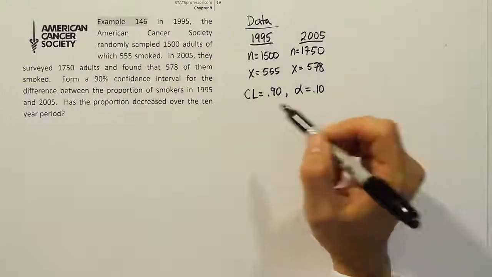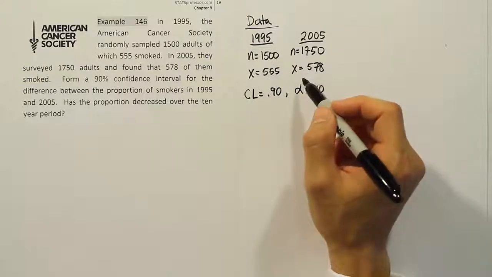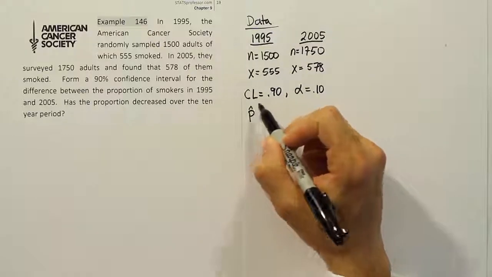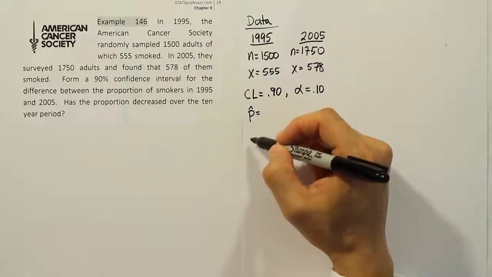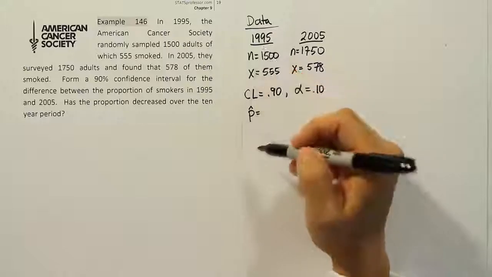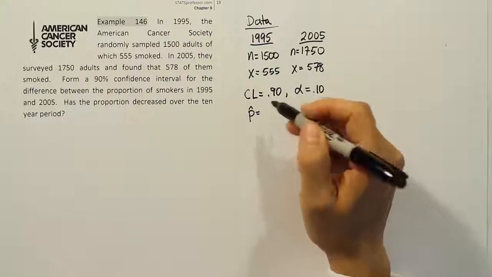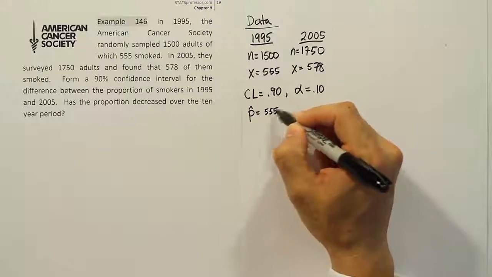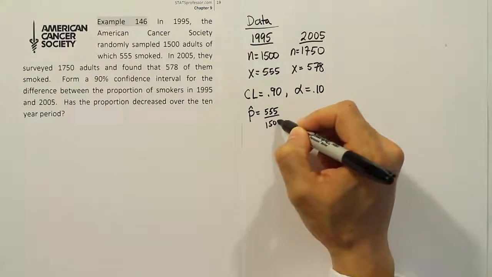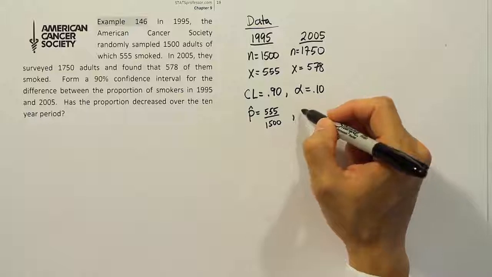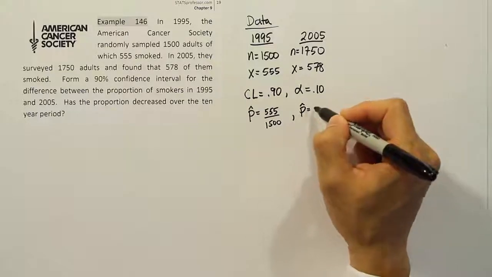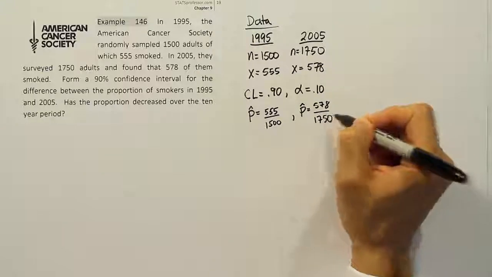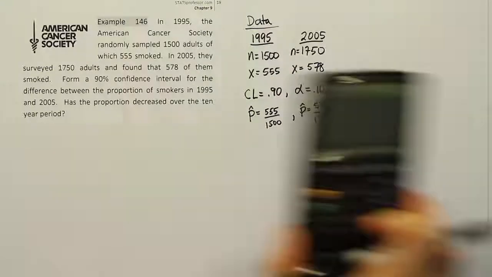The next things we need to do to have enough to form our confidence interval is we need to come up with the p-hats for each of these and the q-hats for each of these. Remember, we didn't need q-hats for the sample data before in hypothesis testing, but we do need them now for confidence intervals. So we'll have 555 divided by 1,500, and then for the next one, we will have 578 divided by 1,750. So let's work out those and see what we come up with.